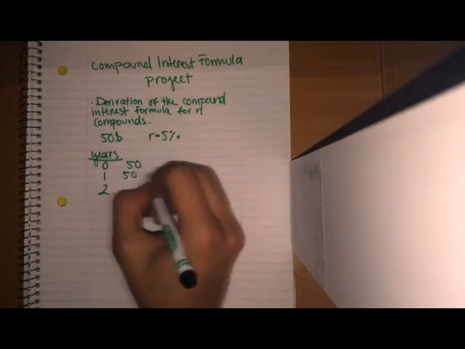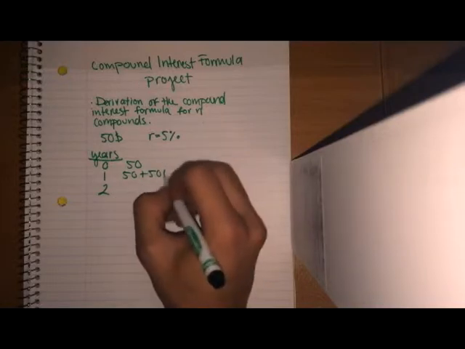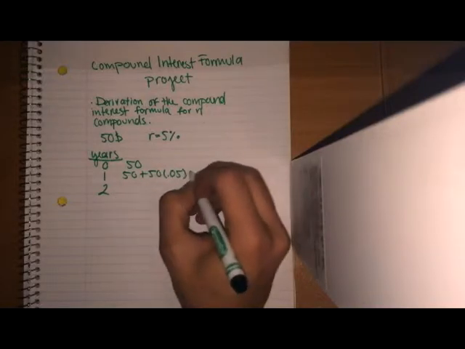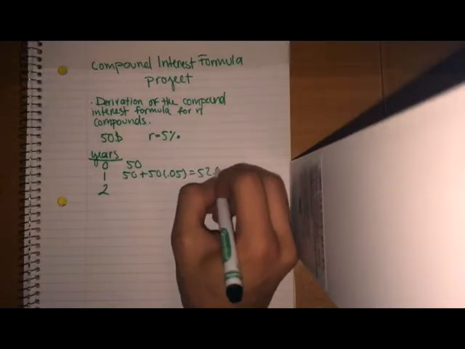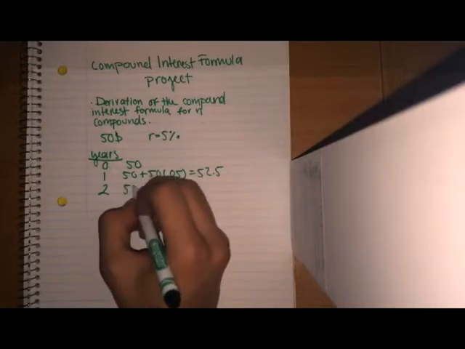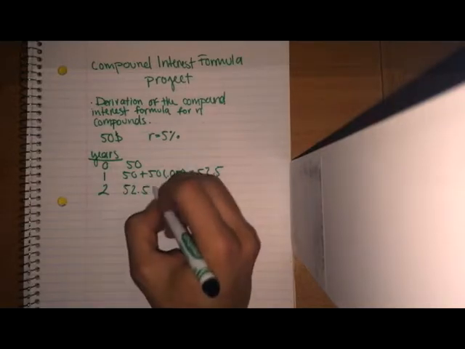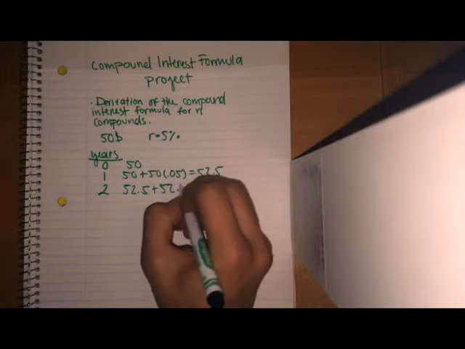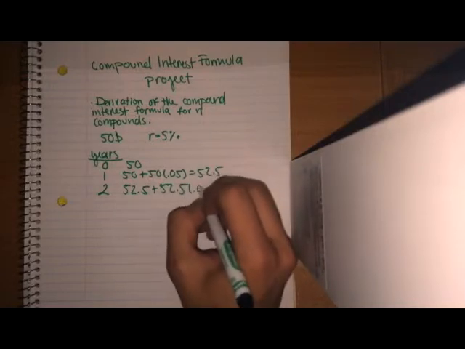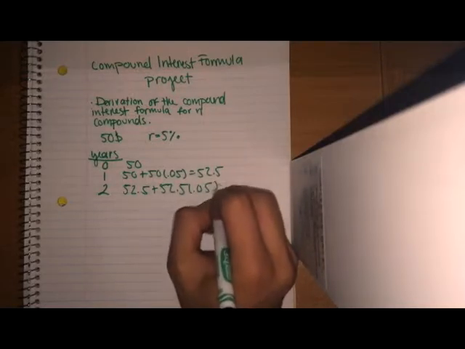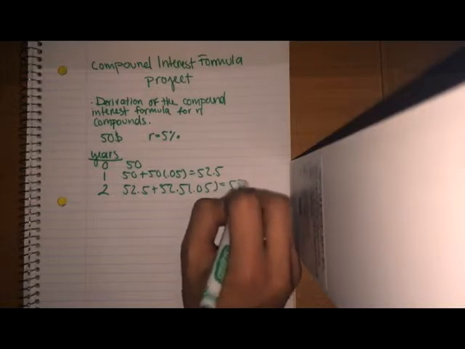In 1 year, you will have $50 plus 5% more, which is 50 plus 50 times 0.05, which equals 52.5. In 2 years, you will have what you had the previous year, 52.5 plus 5% more of that, which is 52.5 plus 52.5 times 0.05, which equals 55.11.